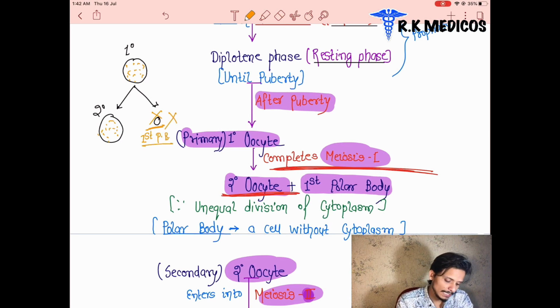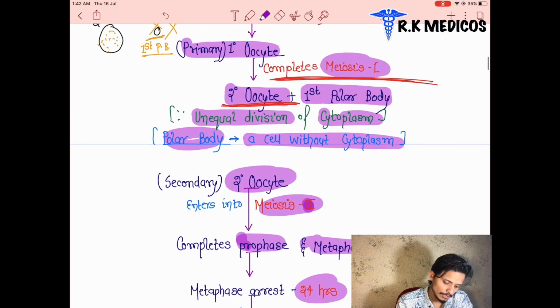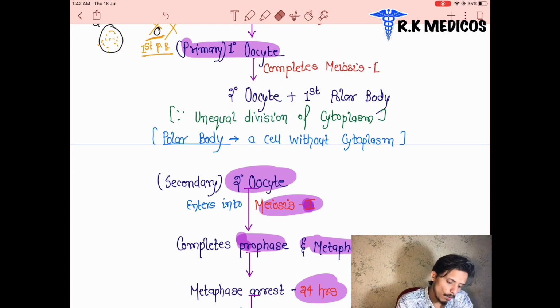Next point: the unequal division of cytoplasm leads to a polar body, which means a cell division without cytoplasm. Basically, it is simply polar body formation without cytoplasm. You have to know about it. It is very important here when the secondary oocyte is formed after the completion of meiosis 1. In the next section we are going to see what happens to these secondary oocytes.